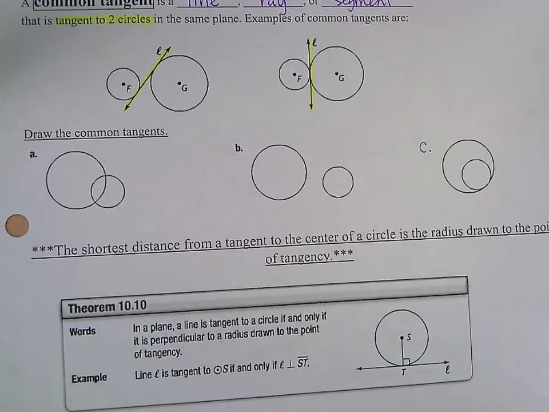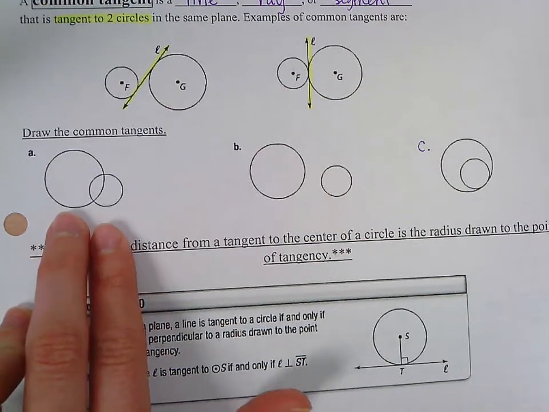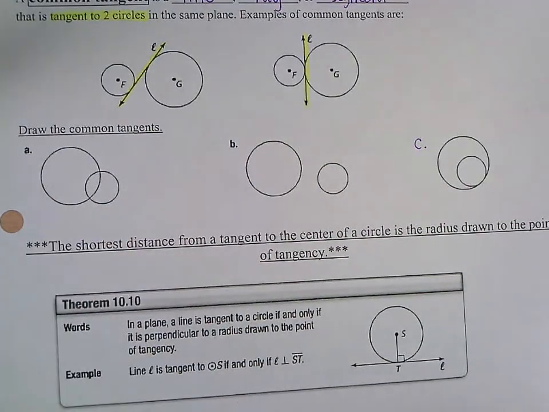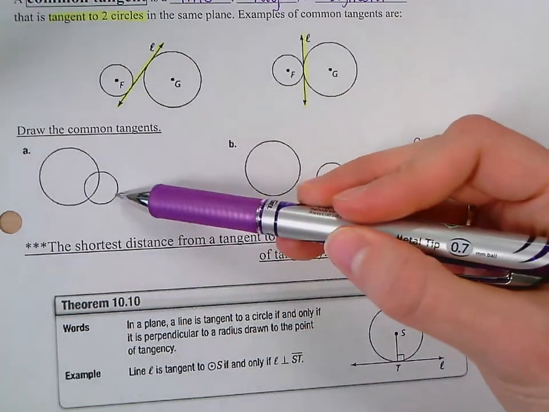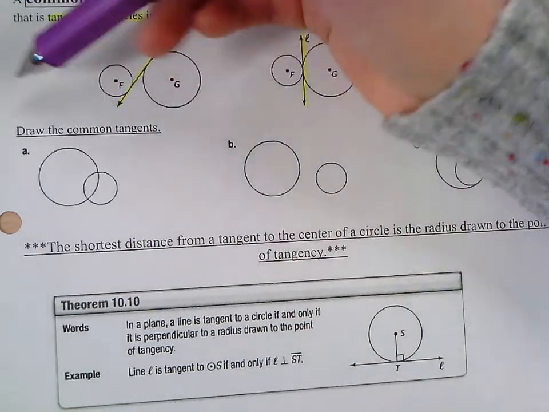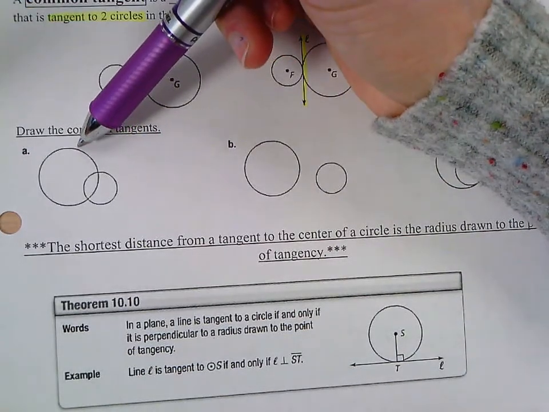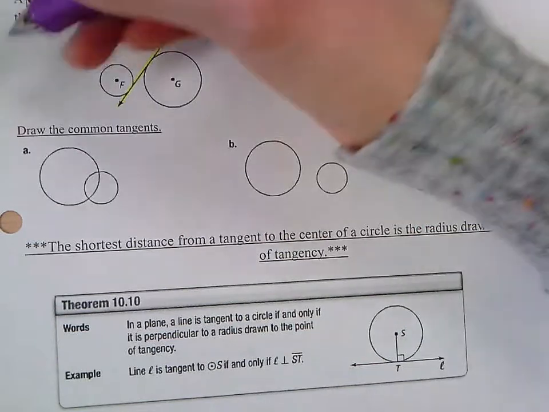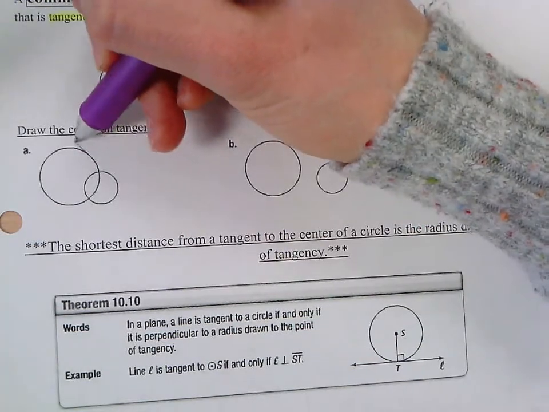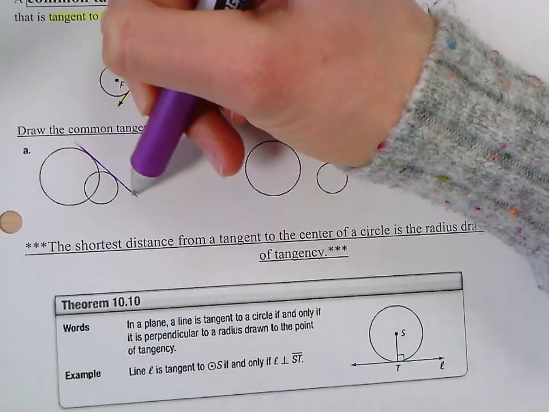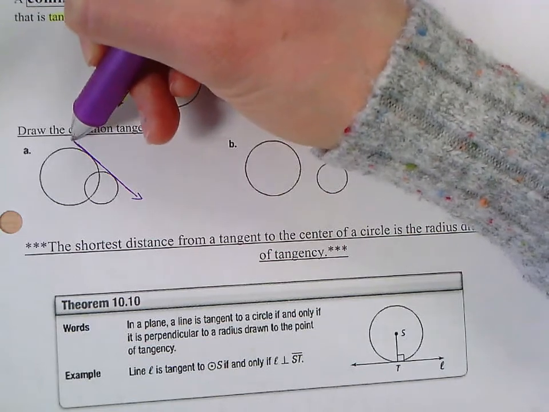So if I were to look at the two circles in A, you want to picture where a common tangent would be. So where a line, ray, or segment would be tangent to both circles. So in the way this is drawn, I could draw a line that would kind of go here. So again, if you could kind of picture where it would be before you draw it in, and do your best just to kind of freehand it.